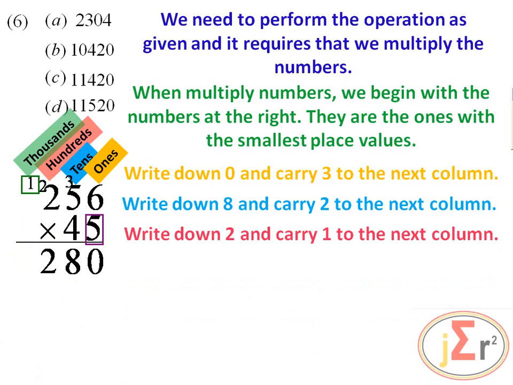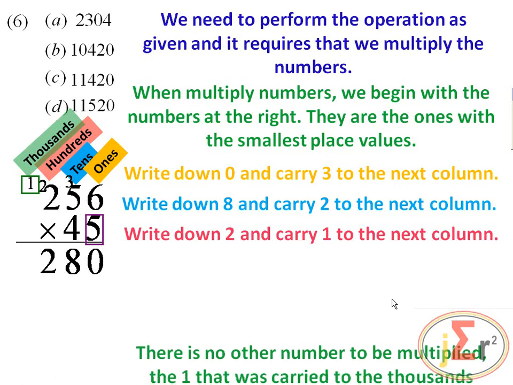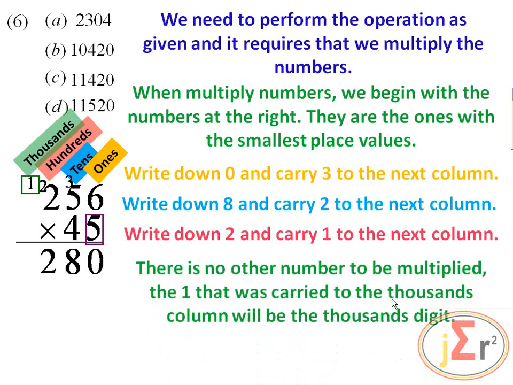However, what do we need to do? Do we multiply again? No. We do not multiply. All we need to do is just include the 1 that is in the thousands column just as it is. There is no other number to be multiplied. The one that was carried to the thousands column will be the thousands digit. So we may write that down.